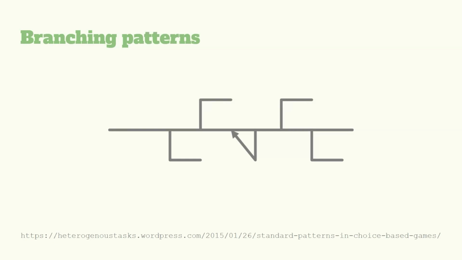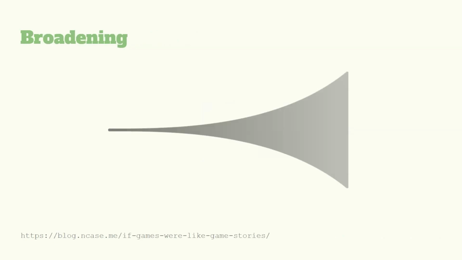But what if you take it one step further? In a 2014 blog post, Nikki Case described something that they called broadening. It is a technique that essentially removes all branching but still keeps in choices. Instead of leading to distinct branches, choices are remembered by the game and lead to small changes and variations along the way that react to player choice without changing the overall structure.